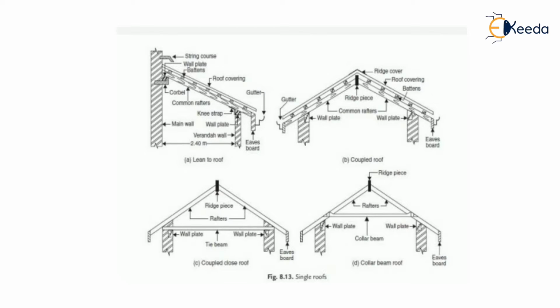You can see there will be a label common rafter. Okay, coupled roof, and coupled close means both the rafters are connected. Okay, and in that there will be no tie. And a collar beam means we provide a single beam, a particular beam over there for the load transfer. Okay, this is the type of single roof truss, and those are all types and their images.